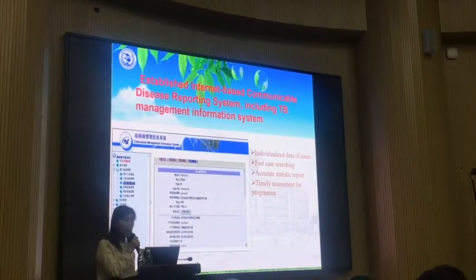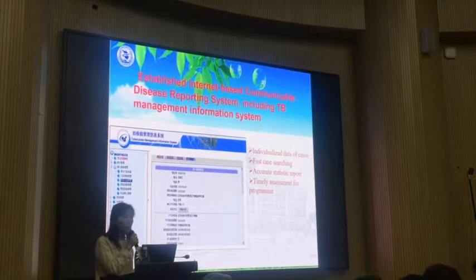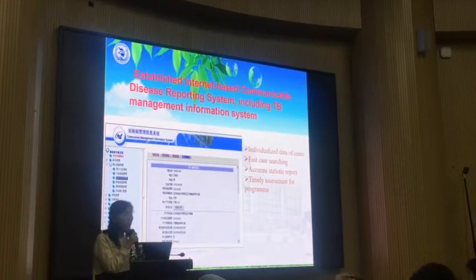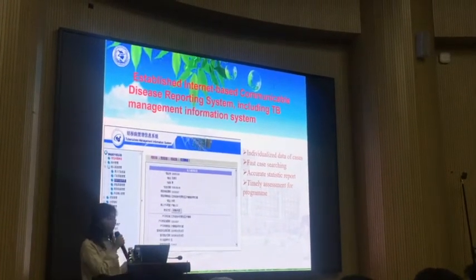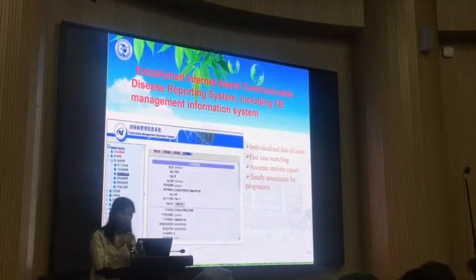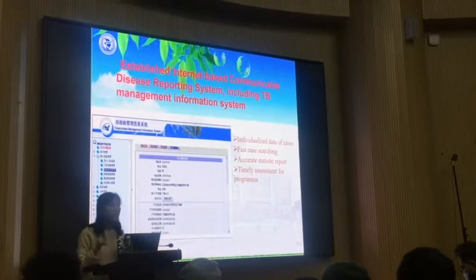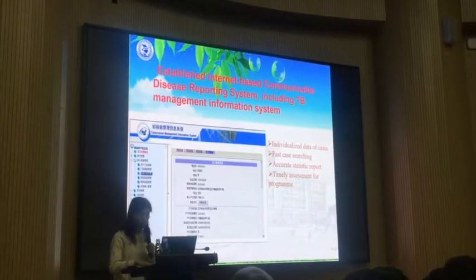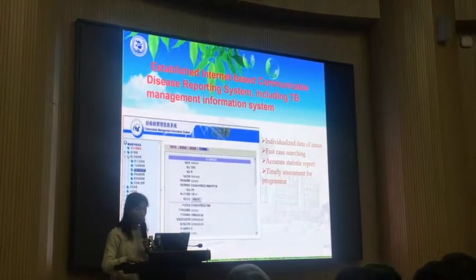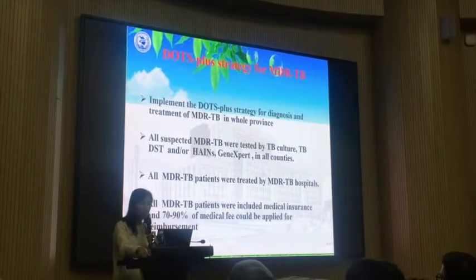Just now I mentioned this reporting system. By this system, we can individualize the data of cases. We can do fast case searching and also do timely assessment for the program.